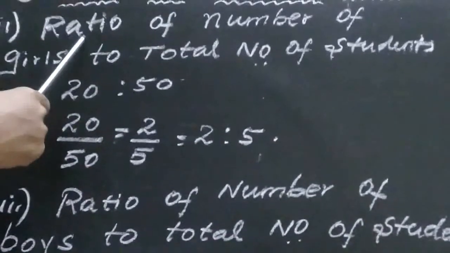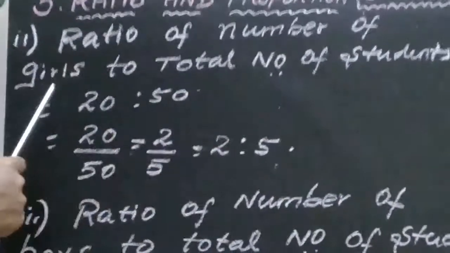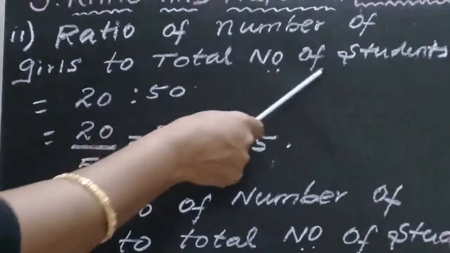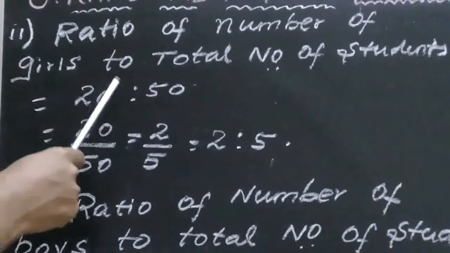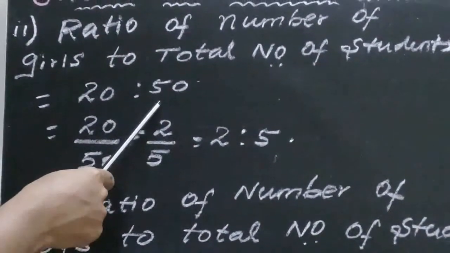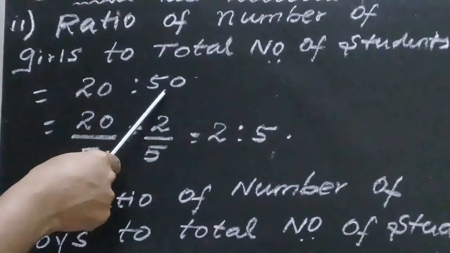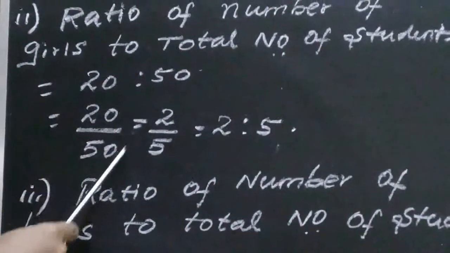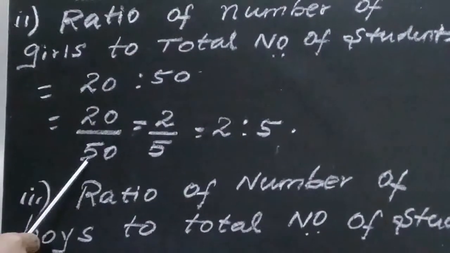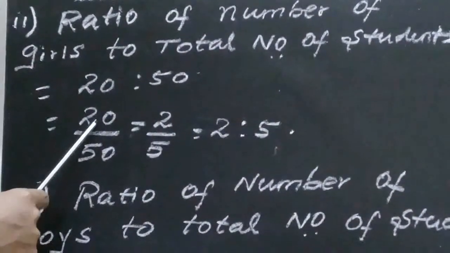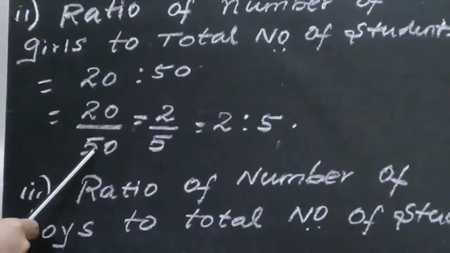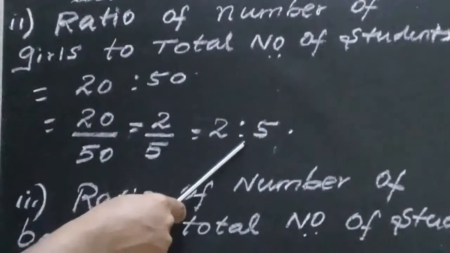Second subdivision, ratio of number of girls to total number of students. So number of girls is 20. Total number of students is 50. So 20:50 is the ratio format. We have to convert to fraction format, 20 divided by 50. So in 10 table, 2 tens are 20, 5 tens are 50. So 2:5 is the answer.